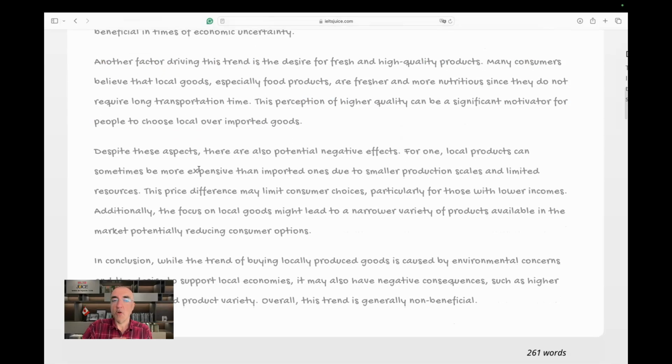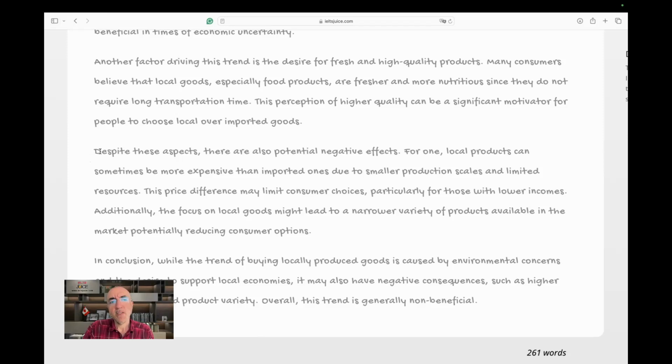Despite these aspects, all right, so in the first 2 body paragraphs, we focused on answering the first question, which is good. We addressed it. We said 2 reasons. We didn't go very deep, but still, good paragraphs. This one is for the second question. Despite these aspects, there are also potential negative effects. Potential negative effects. Let's read.